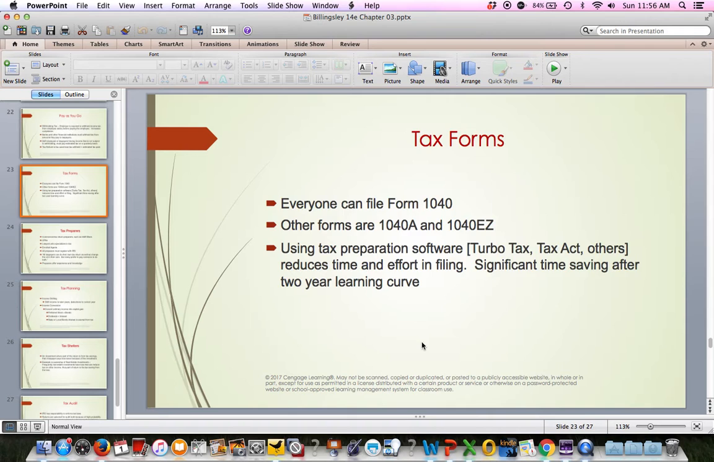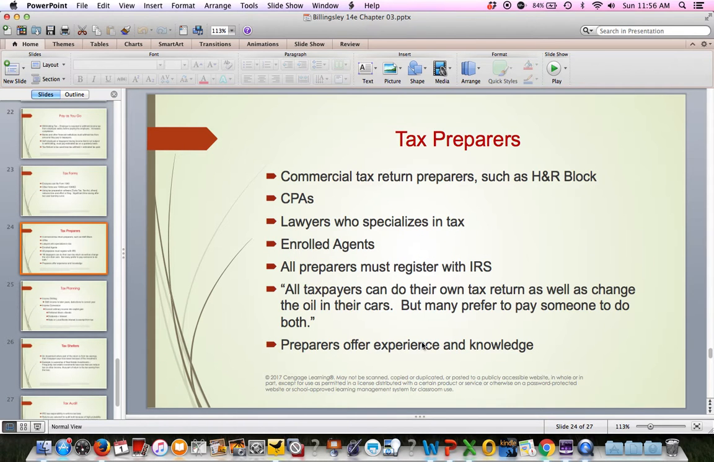But there's all kinds of software you can use to get this done, and I've already mentioned a few of them. So commercial tax preparers, H&R Block's probably the most popular one. There's lots of chains that do taxes, CPA firms, lawyers who specialize in tax, what they call enrolled agents, basically people who are preparers that are enrolled and registered with the IRS. It means that they've done quite a bit of training, so they're a little bit better at taxes. They've got all the knowledge.